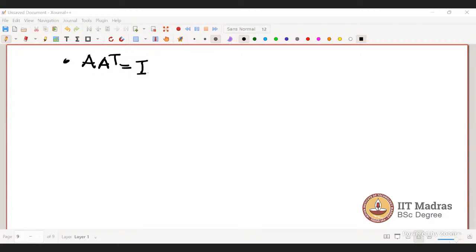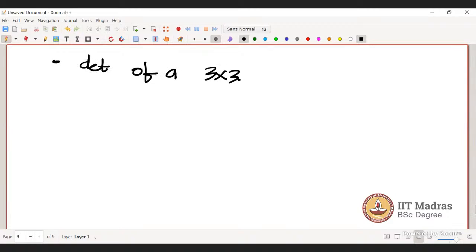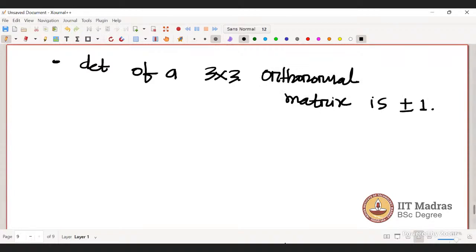Okay, so it's saying that the determinant of a 3 cross 3 orthonormal matrix, the matrix formed by orthonormal vectors, is plus or minus. It may not be 3. Okay, 3 cross 3, R3. Yes, sir. So then it will satisfy this condition, right?